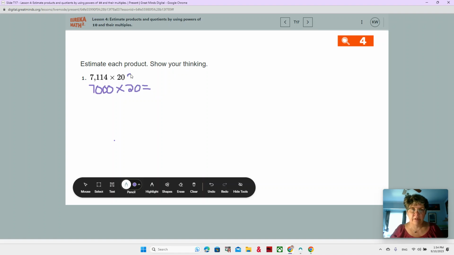And so this is an estimate that we are doing. So this sign shows that's estimation. But then we put an equal sign because this is the actual multiplication of these two numbers. But they're all estimates of this.